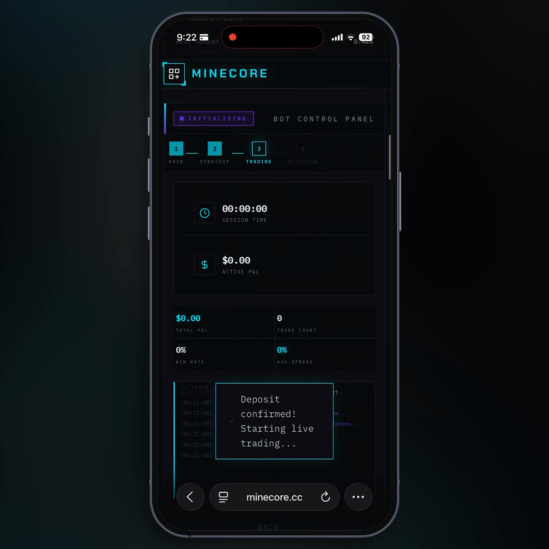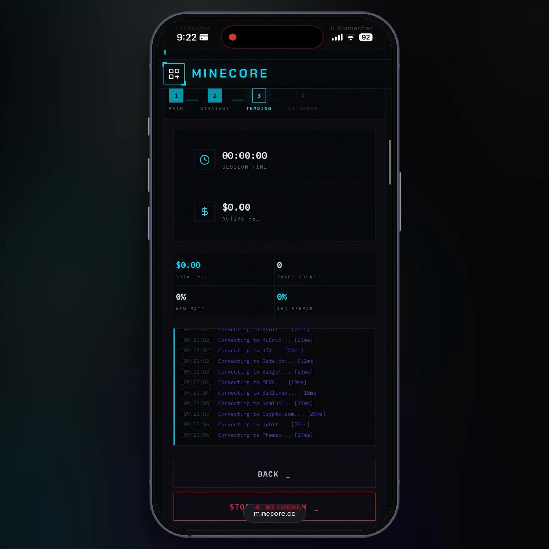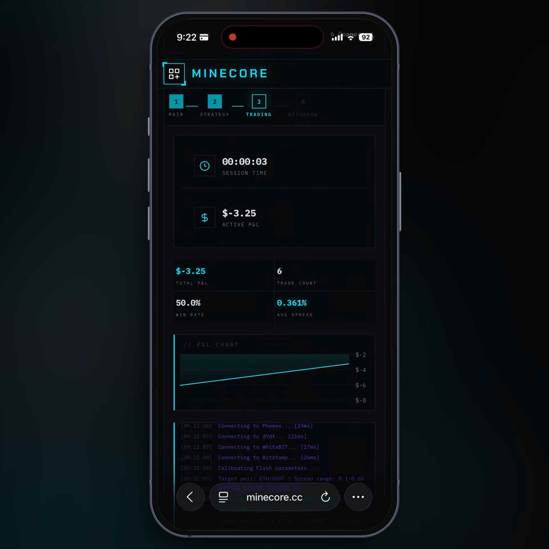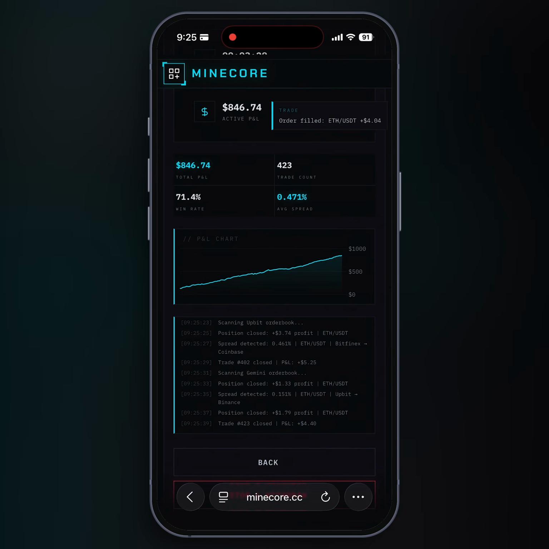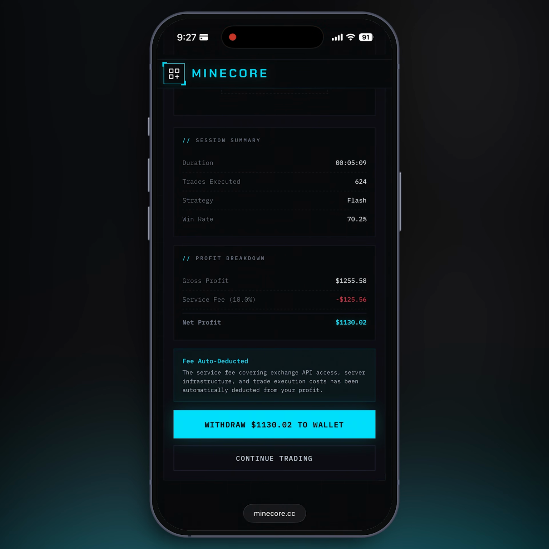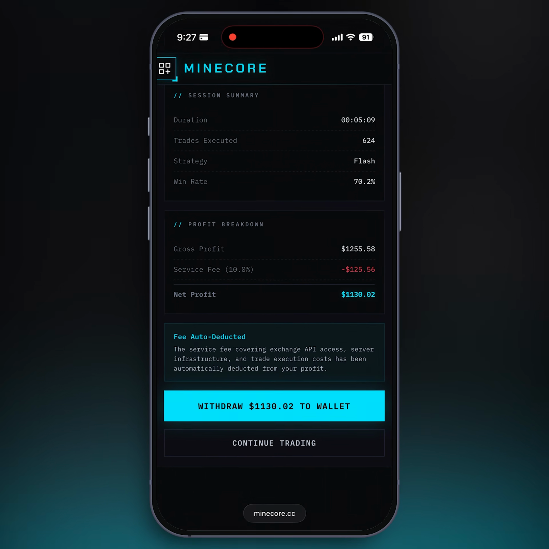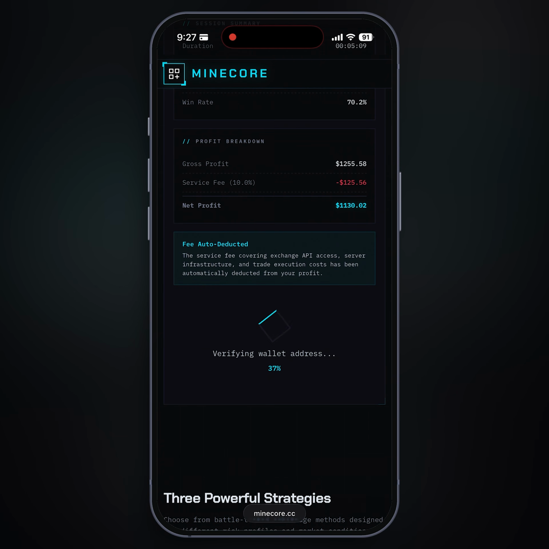Right here in the dashboard, I can see everything loading up: trades, win rate, spread, chart. All right, I'm going to fast forward this part. Okay, I've stopped the session, and this screen shows me the final result: how long it ran, how many trades happened, the win rate, and the final profit number with the platform's fee already taken out. That last number is what the whole thing was working toward. So now I press withdraw, and just wait a few minutes while the protocol confirms the transaction.